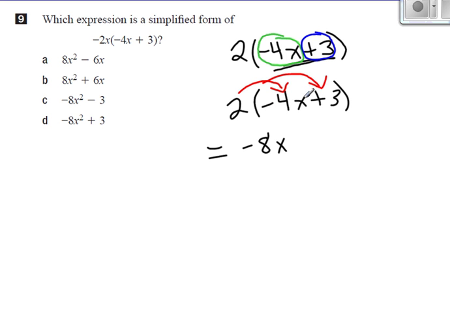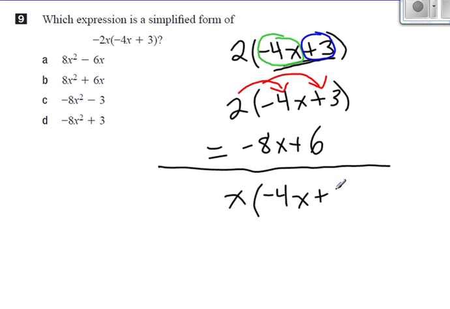So now I've dealt with the first term, and now I have to do 2 times positive 3. What's 2 times 3? 2 times 3 is 6, but I need to indicate if it's a positive 6 or a negative 6. So 2 times 3, well, they were both positive numbers, so that would give me negative 8x plus 6. Okay, so let's keep going. Now, let's say that I was actually multiplying by x.